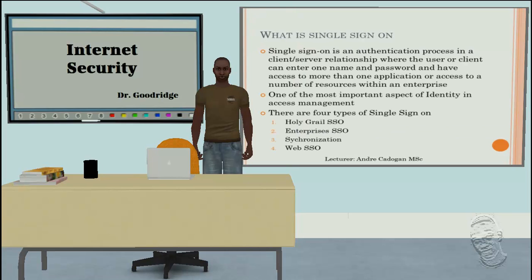What is single sign-on? Single sign-on is an authentication process in a client-server relationship where the user or client can enter one name and password and have access to more than one application or a number of resources within an enterprise. Single sign-on is one of the most important aspects of identity and access management. There are four types of single sign-on: Holy Grail single sign-on, Enterprise single sign-on, Synchronization, and Web single sign-on.